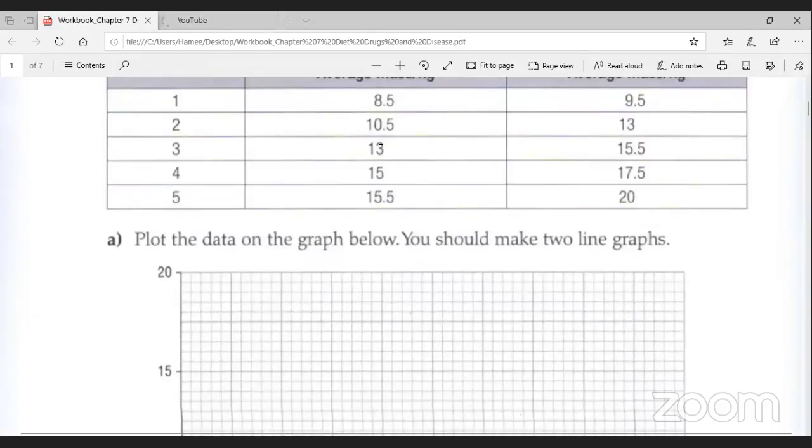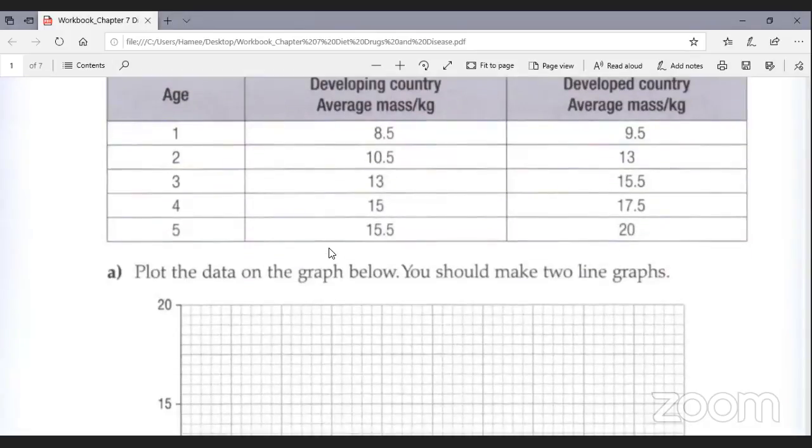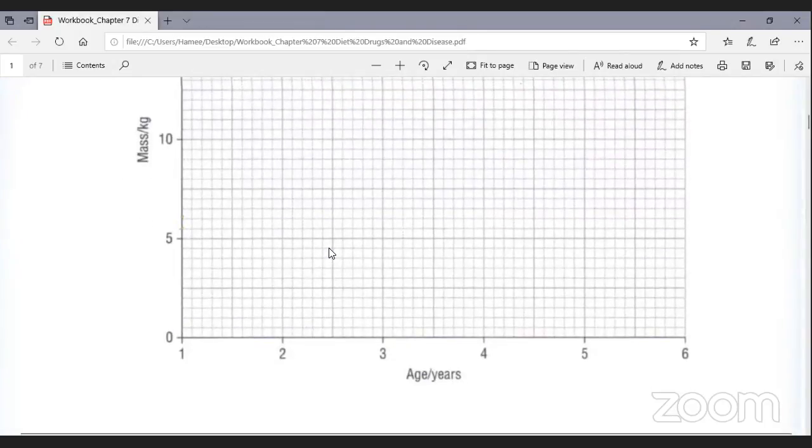So now let's plot this graph from the table. Let's plot the graph on the graph paper we have on the screen. The first thing you're going to do is go to the ages, which are common to both countries. Then you pick up the numbers, starting from number one. When the age is one, for the developing country, the average mass is 8.5. So you go here: when the age is one, the mass is 8.5.